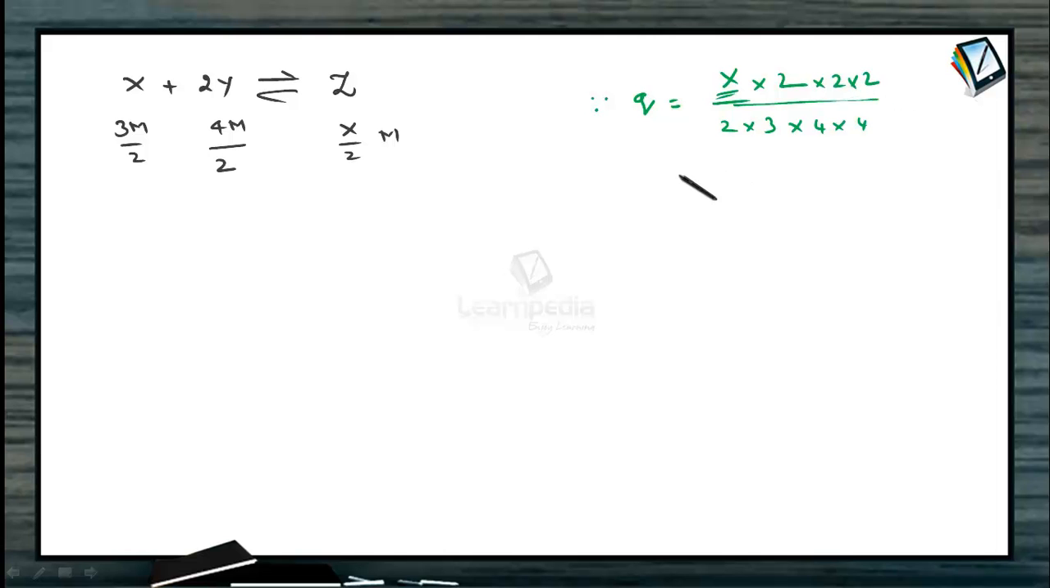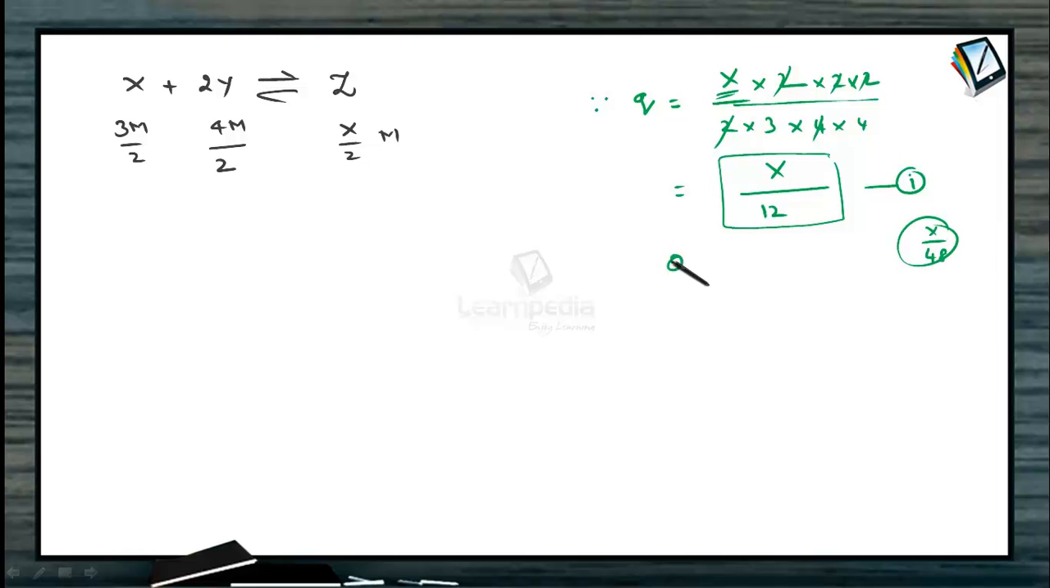So this is the Q. Let there be no confusion between x and the multiplication sign. Now this 2 gets cancelled. 2 into 2 is 4, this gets cancelled, and we get x by 12. So this is the reaction quotient. Now when we compare this reaction quotient x by 12 with the equilibrium constant x by 48, what do we find? The reaction quotient Q, that is x by 12, is more than K. Therefore, Q is greater than K, and whenever Q is greater than K, the backward reaction is favored.